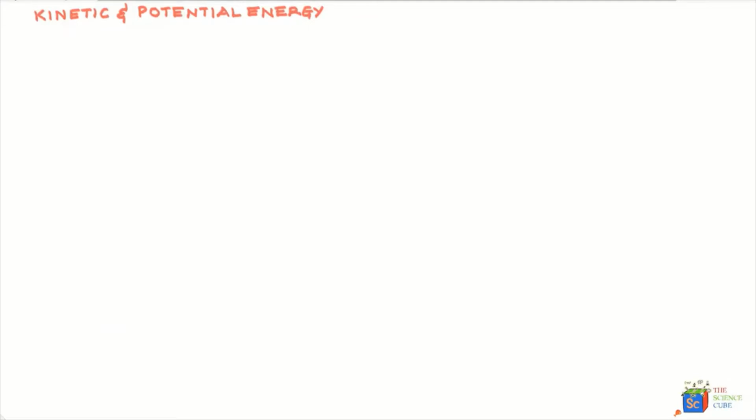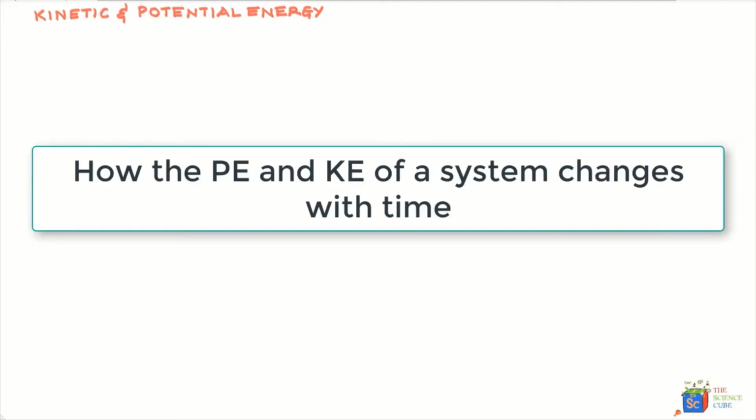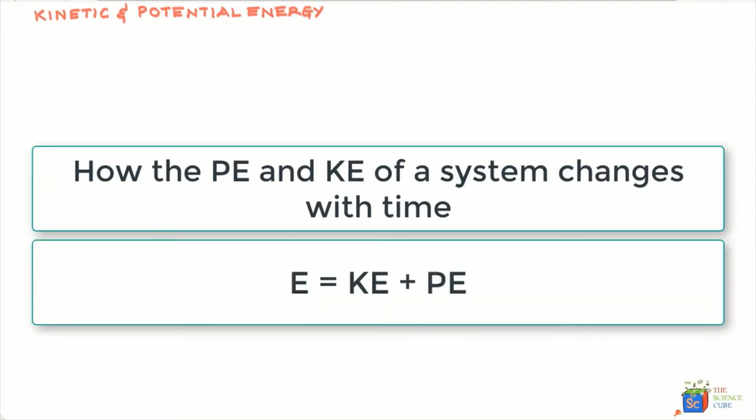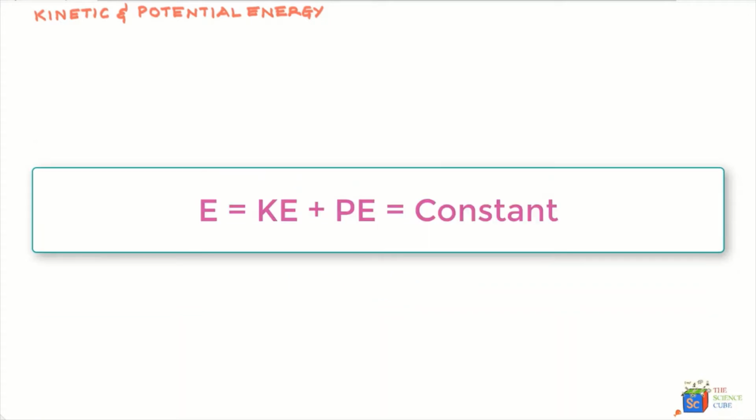Now we calculate total energy. As we know, total energy is equal to kinetic energy plus potential energy. And how do the potential energy and kinetic energy of the system change with time? According to the law of conservation, we know that total energy remains constant. So, total energy is equal to kinetic energy plus potential energy, which is equal to a constant.